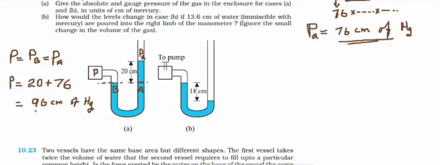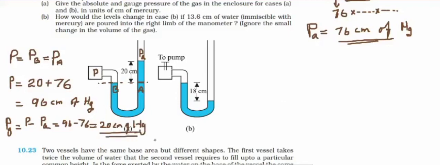Now you have been asked to calculate the gauge pressure. How do you get the gauge pressure? Gauge pressure is equal to total pressure minus atmospheric pressure, which means 96 minus 76, so 20 centimeter of mercury will be the gauge pressure.